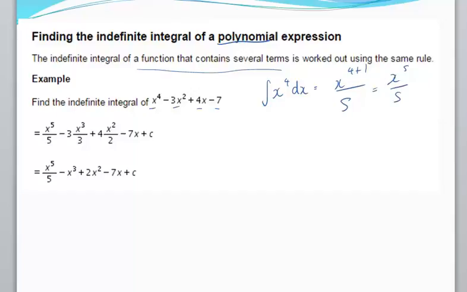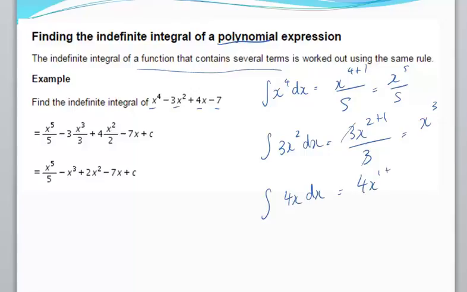on 5. So next here, integrating 3x squared, we have 3x to the power of 2 plus 1 divided by that 2 plus 1 here, that will cancel, x to the power of 3. For our next term we have 4x, so here we have 4x, its power of 1 plus 1 more divided by 2 here, so here 2x squared. And our 7, we integrate the 7, so it's going to be 7x there.